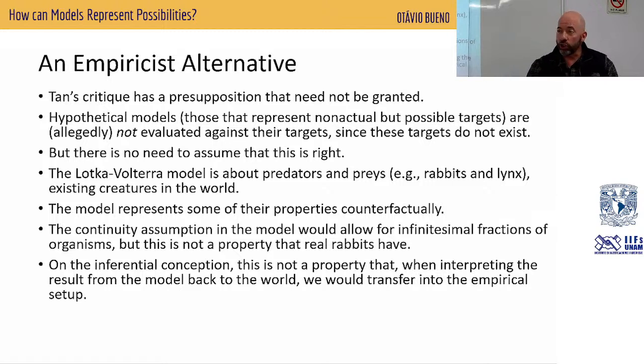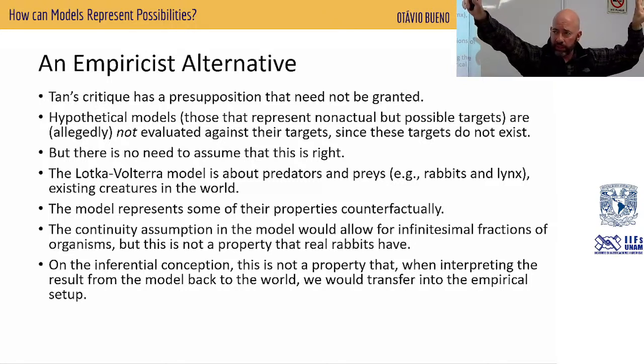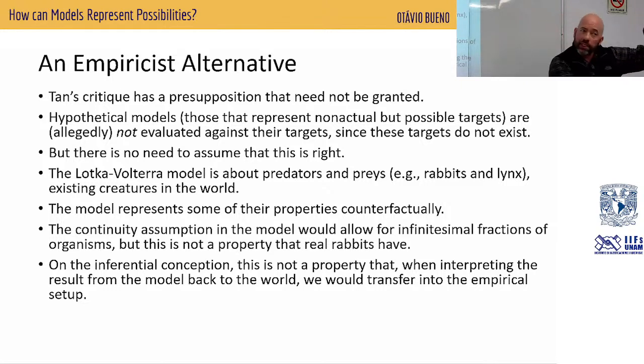And in that interpretation, you're not going to interpret back every single aspect of the model. In particular, you're not going to interpret back fractions of rabbits, infinitesimal fractions of rabbits. They have no counterparts in the world. So you're not going to represent that. Just as the immersion part selectively chooses portions of the phenomena to have counterparts in the model, the same thing happens in the interpretation bit. Portions of the results are going to be interpreted back in the world.